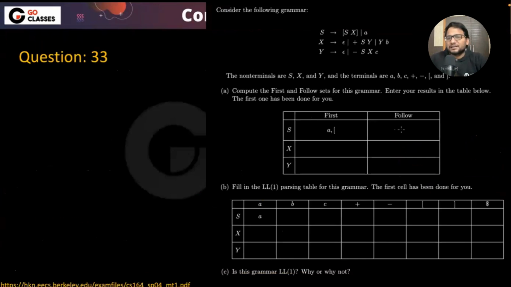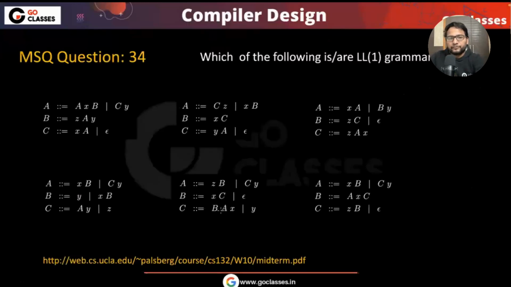Again, they're asking the first, follow and parsing table filling. Can you do this as homework? Just try these questions as homework because this will be good practice for you guys. Which of the following is or are LL1 grammar? Let's do this quickly. Or maybe if you want, you can try this. So you just try this, right?